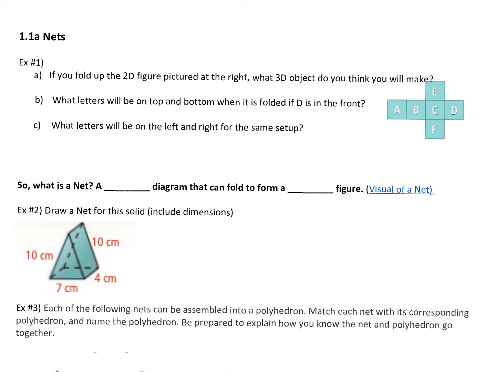So what I want you to do is look at this first example. It says, if you fold up the two-dimensional picture at the right, so that's those blue-green boxes, what three-dimensional object do you think it will make? Yeah, Julia. A cube, right. If we were to take those squares and fold them on all the creases, you would get a cube, right? So that's the first thing we're gonna write in there. This is a cube.